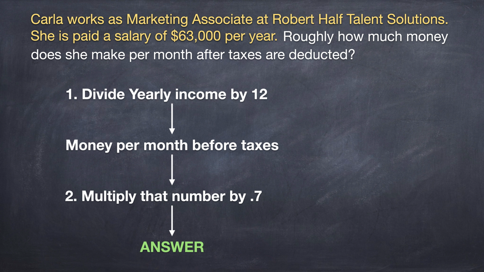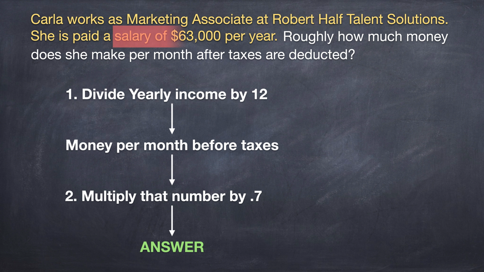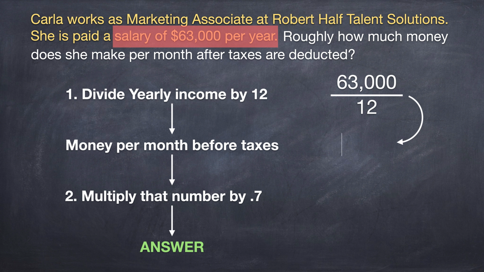So let's actually perform this calculation. First, we're going to divide her yearly income by 12. So you see she's paid a salary of $63,000 per year. So we're just going to take $63,000 divided by 12. And that's going to give us $5,250, and that's the money she makes per month before the taxes are deducted.